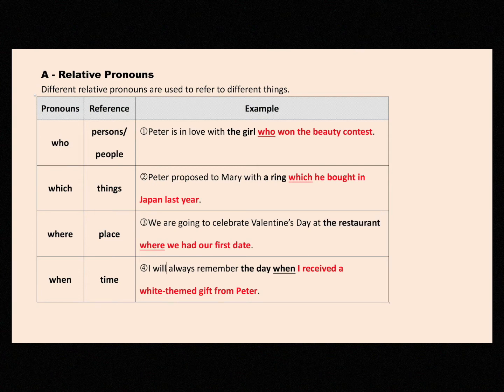And for the last one, number 4, we use when to talk about time. I will always remember the day when I received a white themed gift from Peter. Now we use when to talk about the day because the day is actually a time, and that's why we use when to talk about the day. I will always remember the day when I received a white themed gift from Peter.